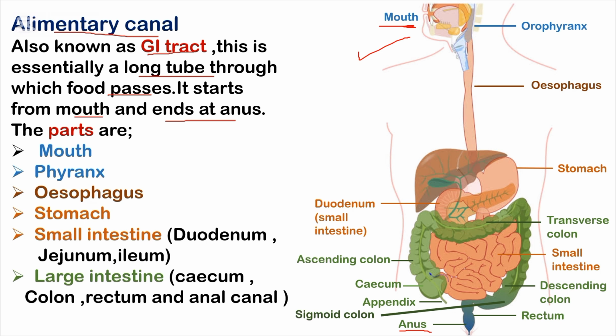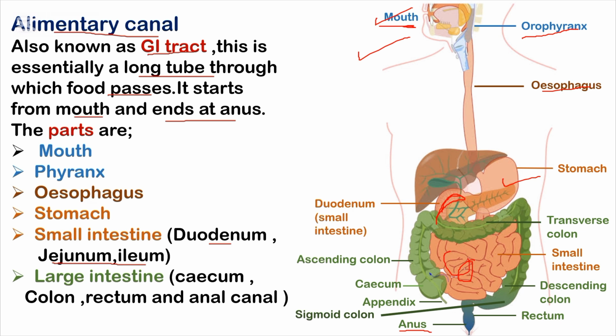So what are the organs of the alimentary canal? It includes the mouth, the oropharynx that is present behind the oral cavity and is the mid part of the pharynx. Then the esophagus, stomach, and small intestine. The small intestine has three main parts that are the duodenum, jejunum and ileum. This is a part of the duodenum, and after that the jejunum and ileum come.